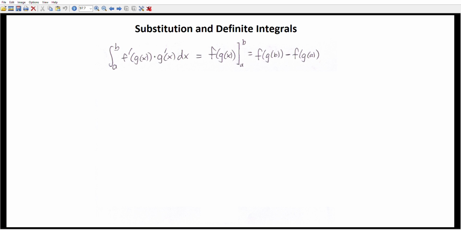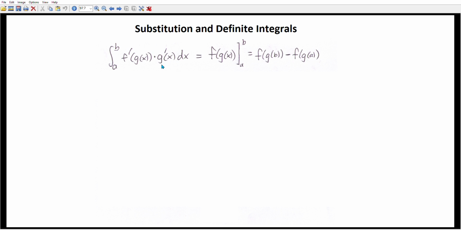Today we're going to discuss the method of substitution and what happens in definite integrals. So let's recall that substitution comes about because of chain rule type problems. So we have here the integral from a to b of f prime of g of x times g prime of x dx. And we realize that that's a chain rule, so that's just f of g of x between a and b, which gives us f of g of b minus f of g of a.